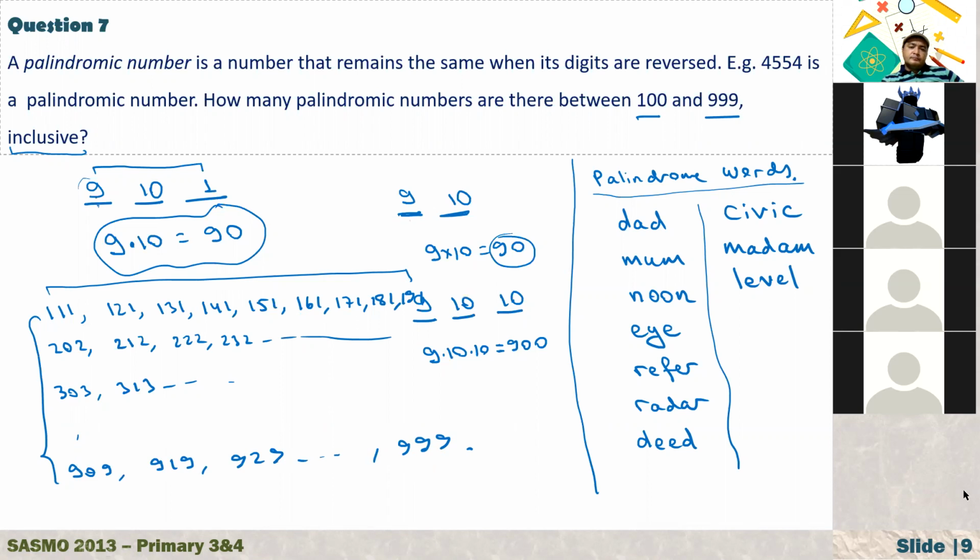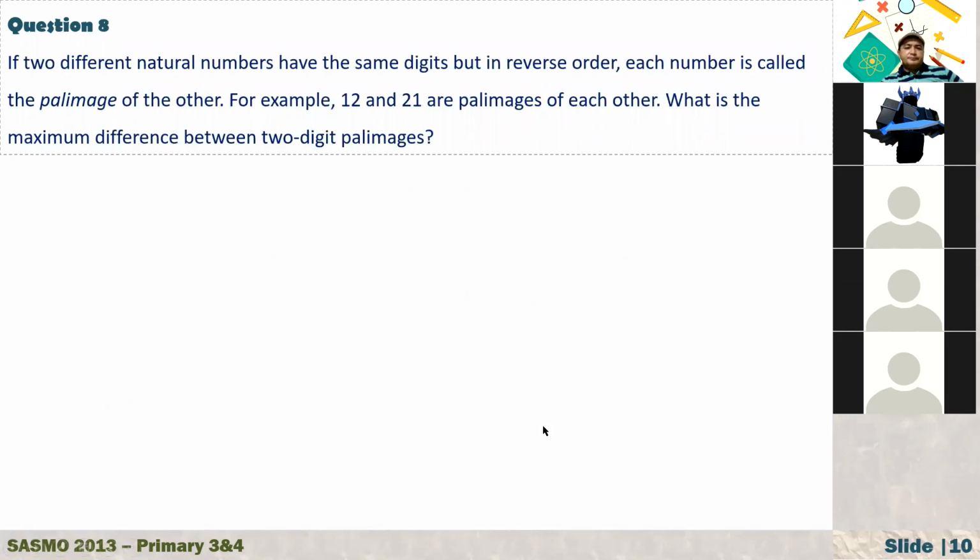Okay, I understood now. Sadiq, can you read the question? Yes. If two different natural numbers have the same digits but in reverse order, each number is called the palimage of the other. For example, 12 and 21 are palimages of each other. What is the maximum difference between two-digit palimages?